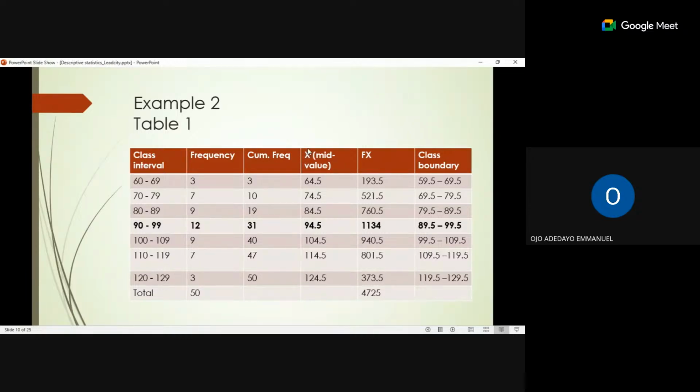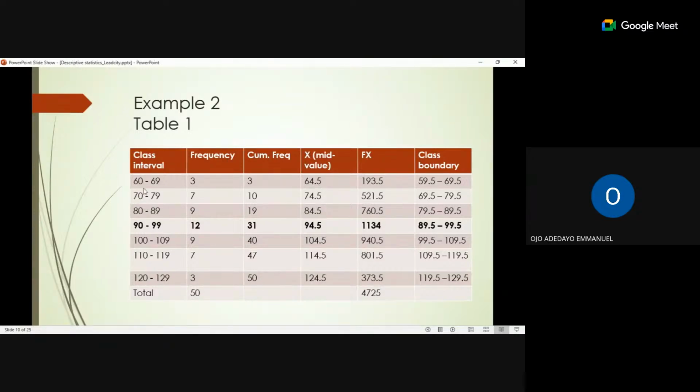Now, how do we get our X? Remember that from our ungrouped data, I told us that those values that you are given are your X's. But once we arrive at the grouped data, how do we get our X's? This is how we get our X. Our X is what we call the middle value. What did they mean by the middle value? Come back to your class interval. The first class interval that I'm having here is 60 and 69. Add them together. 60 plus 69 divided by 2 will give you the middle value, which is 64.5. That is the X for the first one.